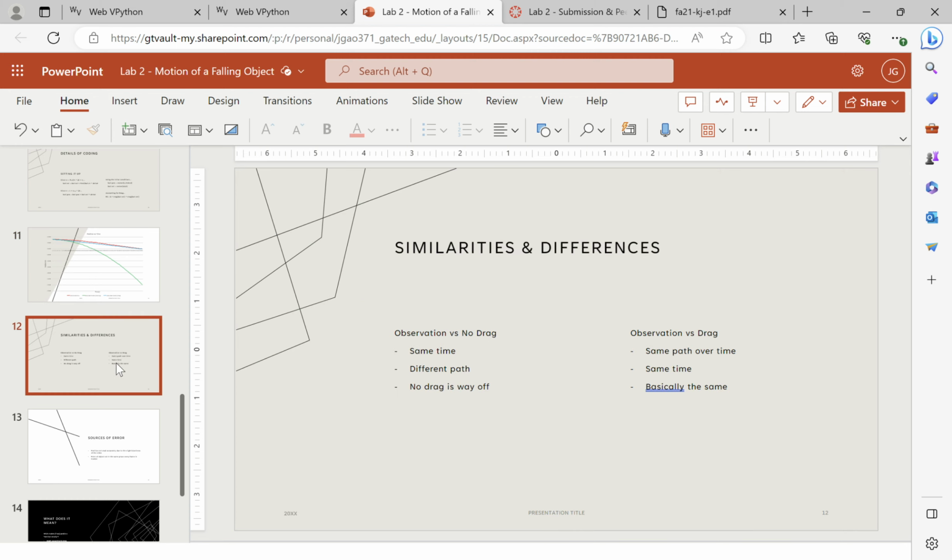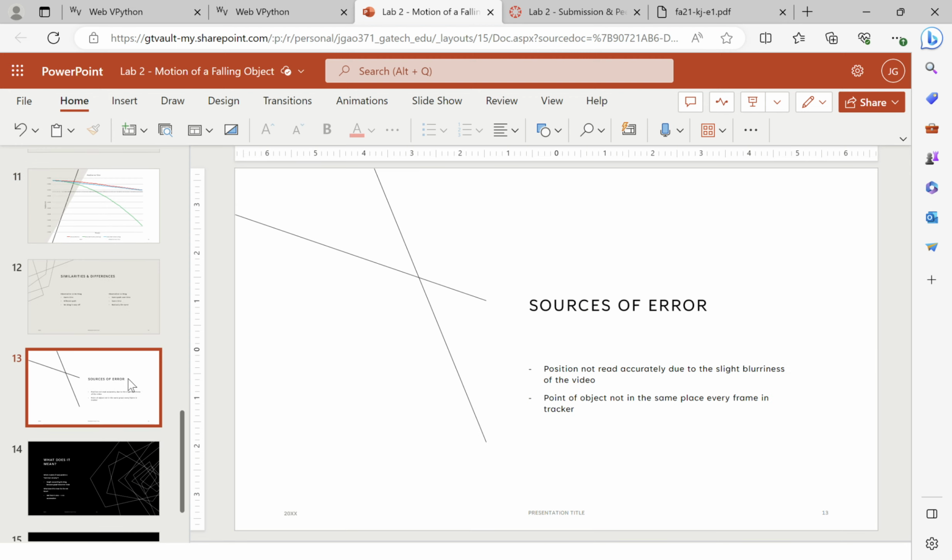So yeah, some sources of error were that I didn't read the position correctly, because there's a slight blurriness in this video. So as you can see, like right here, I can't even see where the card is, so I had to estimate. And there's the possibility that I didn't place the point at the same place every frame in Tracker. So as you can see, these are kind of wobbly.